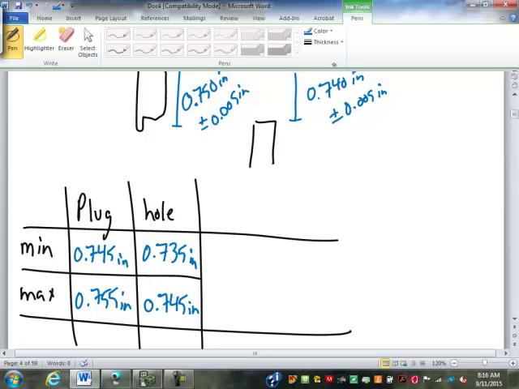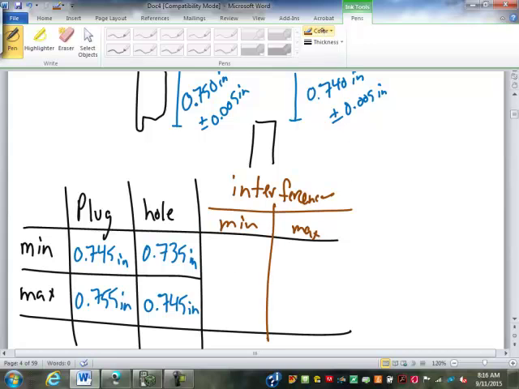745. So now if we're looking at our interference, our minimum interference comes when the plug is small and the hole is large. What's that difference there? 0 inches. Does that mean the plug won't stay in?